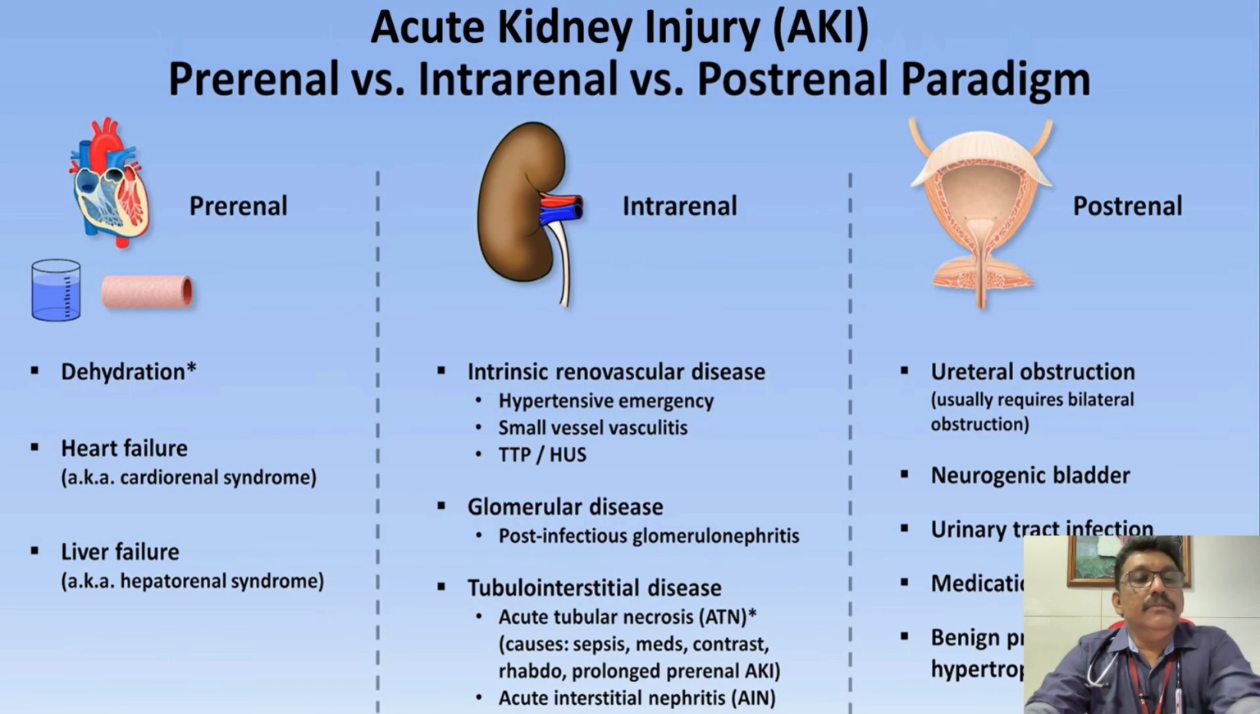This is a picture which shows three different types of renal failure. Pre-renal means it is mainly due to reduced blood flow to the kidneys, like dehydration, heart failure, and liver failure with hepatorenal syndrome. Renal is mainly intrinsic: renovascular disease, glomerular disease, or tubulointerstitial disease. Post-renal is mainly obstructive uropathy. So these are the causes of acute kidney injury.